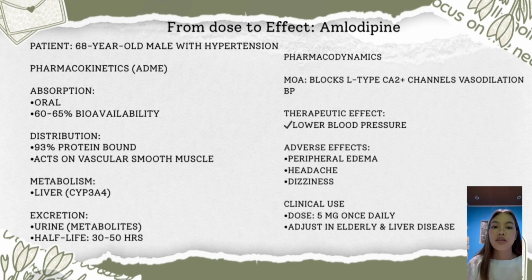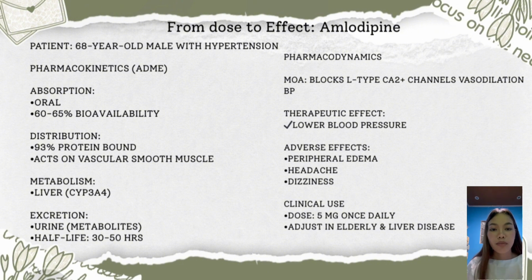Next is the distribution. After absorption, amlodipine is highly protein-bound, about 93%, mainly to albumin. It is widely distributed to vascular smooth muscle, which is the primary site of action. It does not significantly cross the blood-brain barrier, so central nervous system effects are minimal.